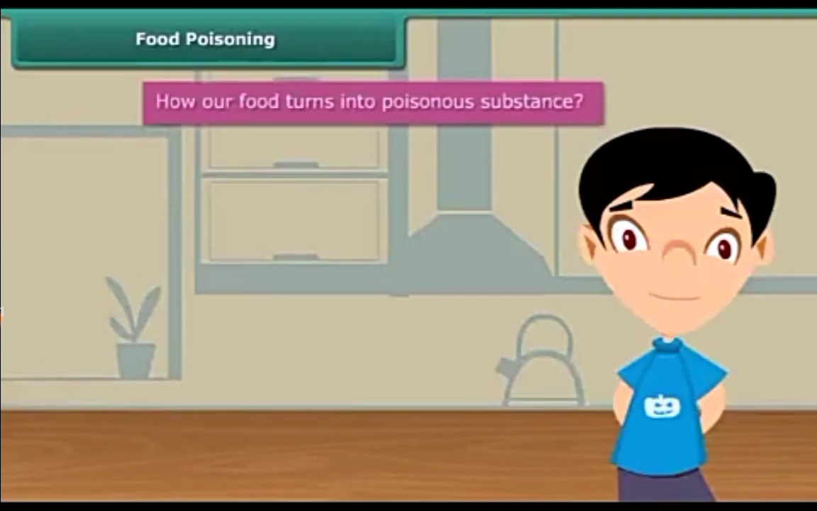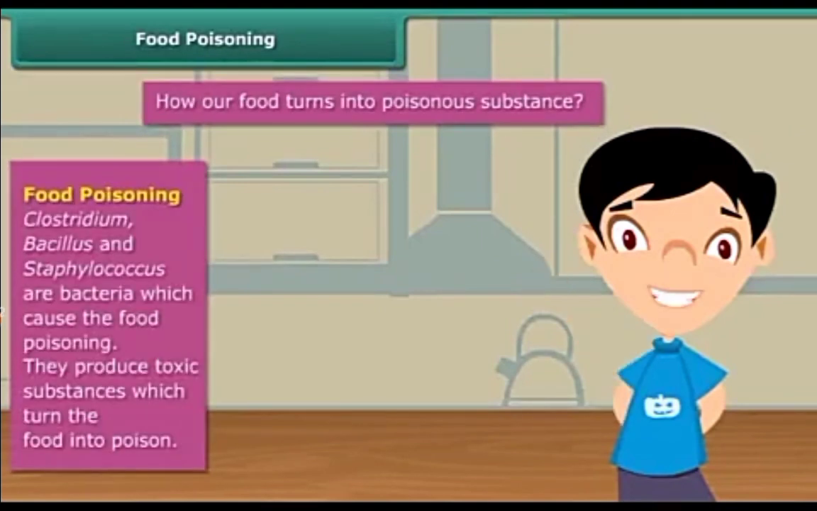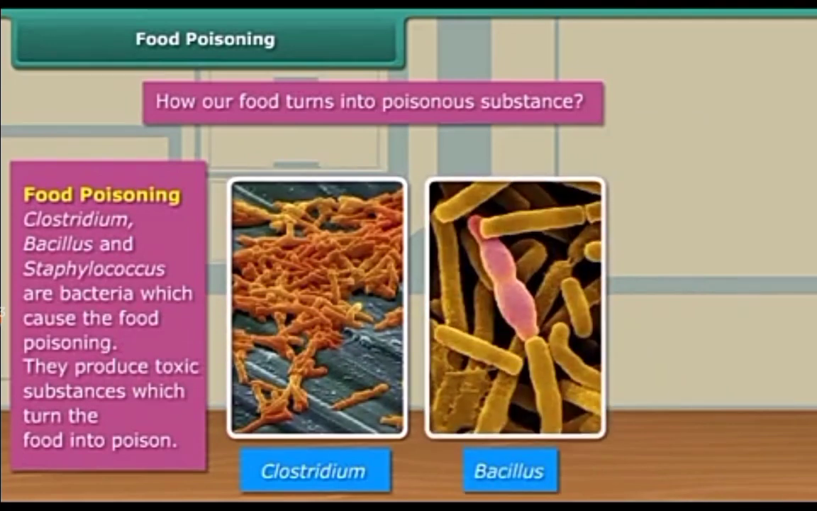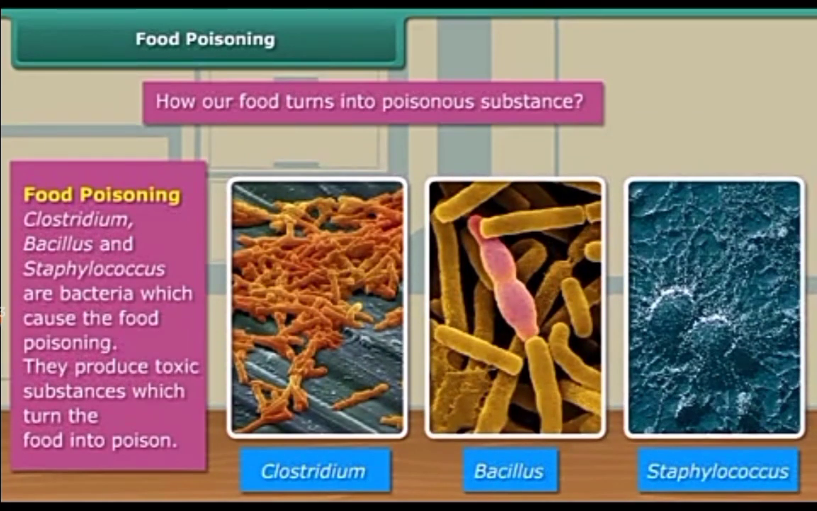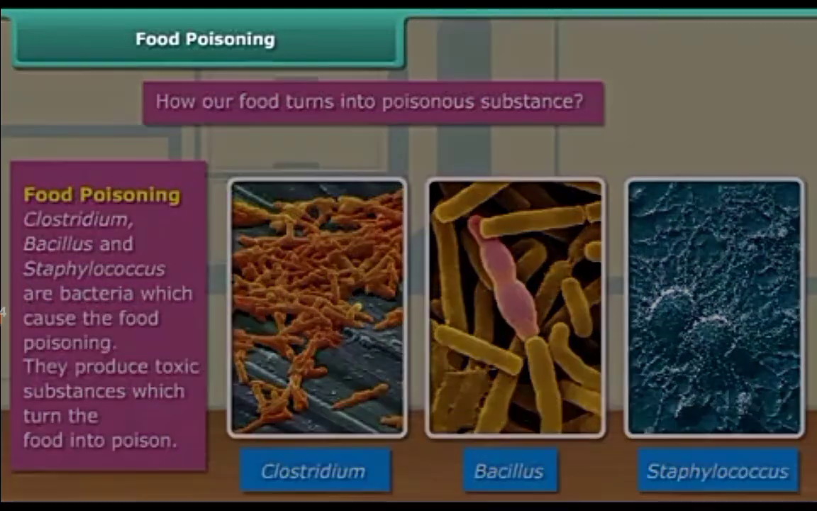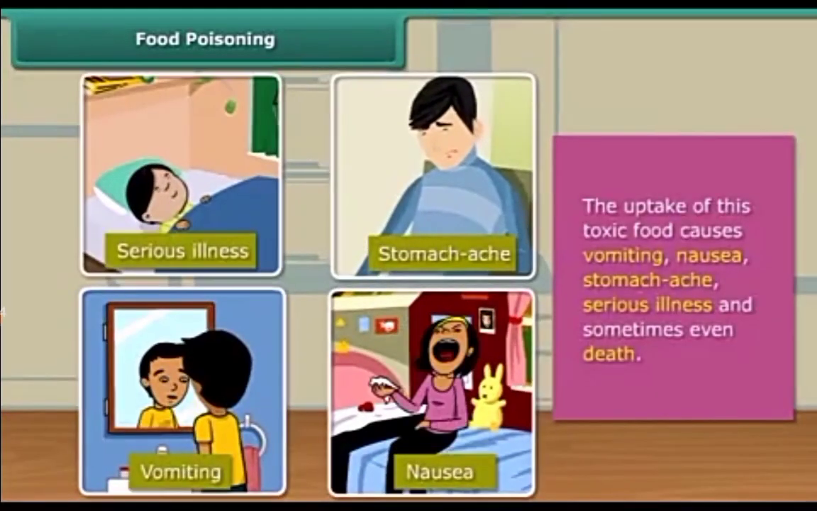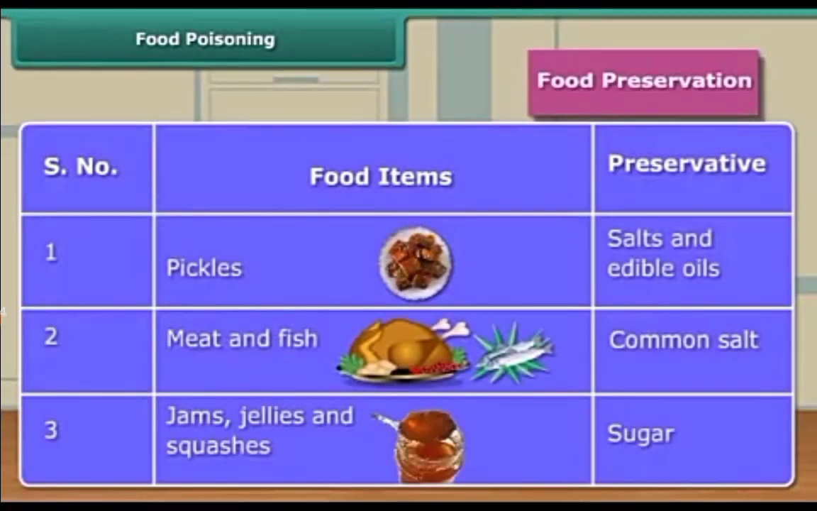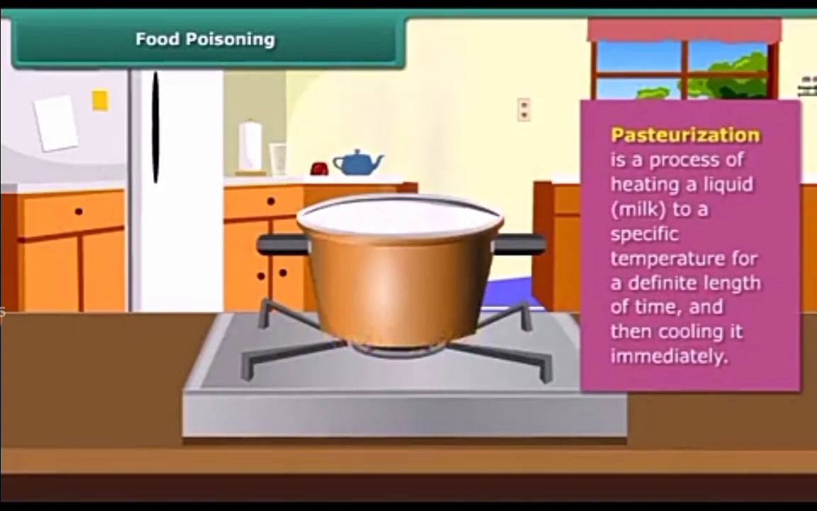Friends, in the summer season, if food is lying open for a longer duration, the food turns stale and finally into a poisonous substance. The cause of this is again the same: bacteria. Some bacteria like Clostridium, Bacillus, and Staphylococcus cause food poisoning. This food causes harm to us. We can preserve our food by some methods as listed below. We use the pasteurization process to preserve milk.